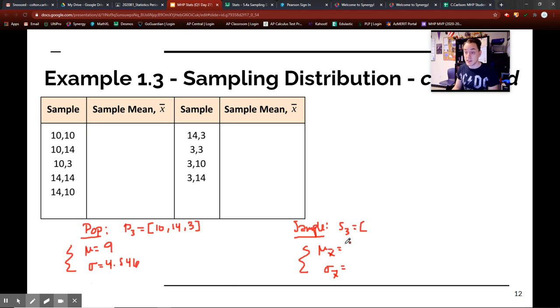Now, my sample mean. We're going to get to this later. How do I get to that? I need to now find this. Now, that was A. So I'm going to actually label this as A. I want to find the mean and standard deviation.